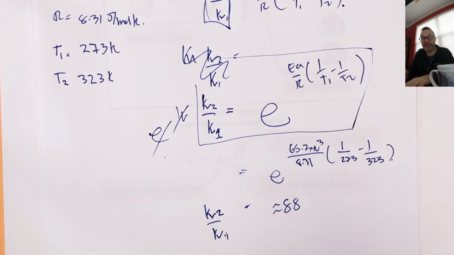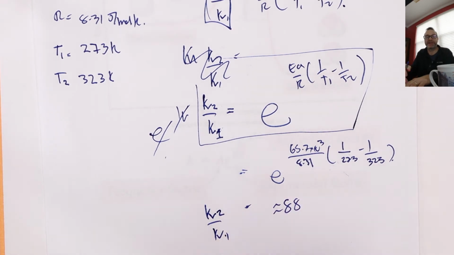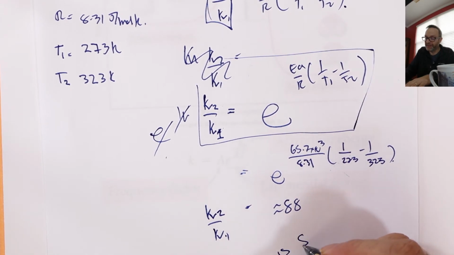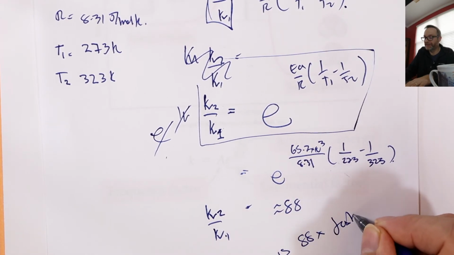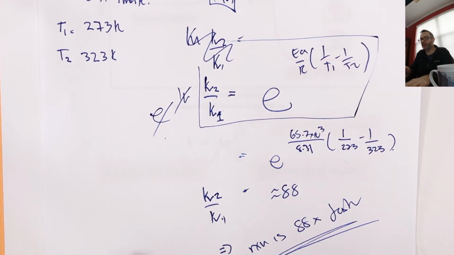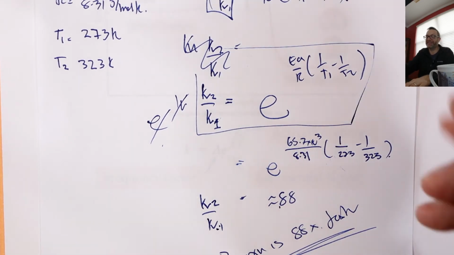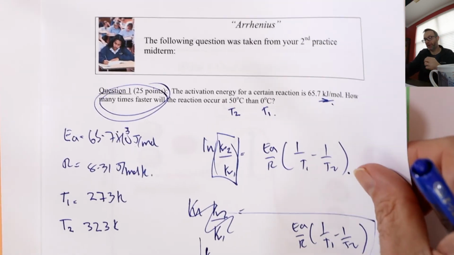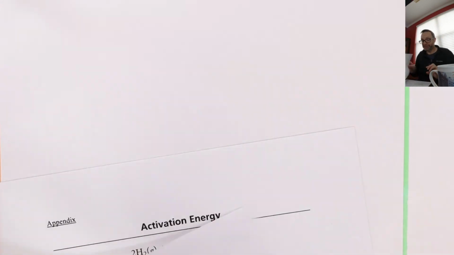I haven't told you how many times faster yet, so it's a bit like that whole finishing off the boiling point thing. Therefore, the reaction is 88 times faster. You've got to finish with that because you've told me a mathematical fact here, and that's the interpretation of that fact. It's the same number, but it's actually representing something we need. All right, so that's that one.